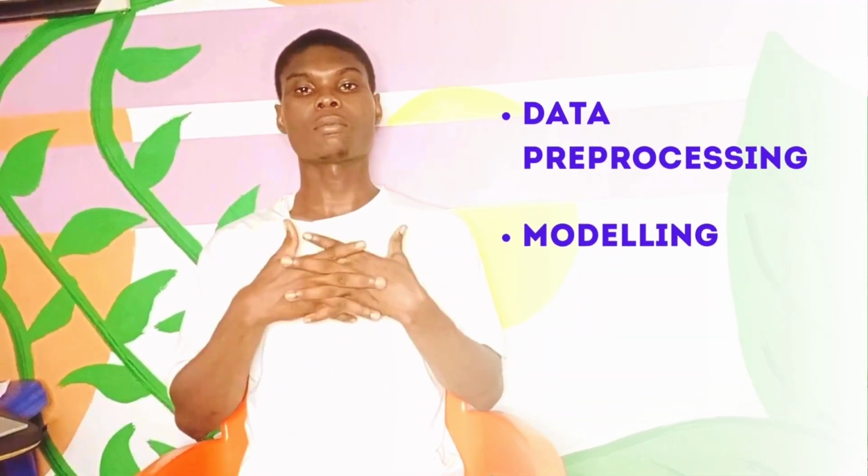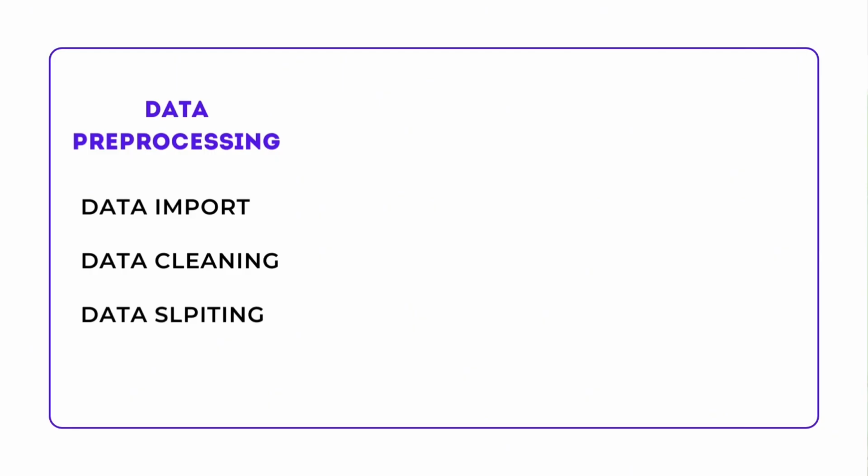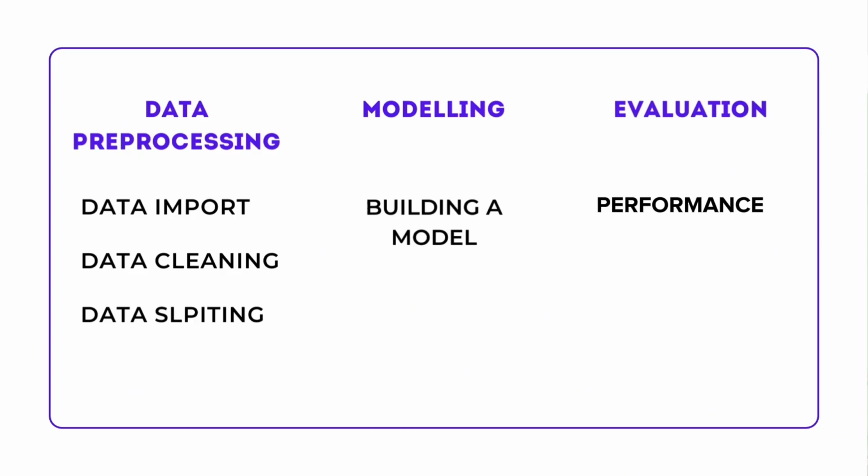In this course, we are going to look at the practical aspect of machine learning with Python programming, which consists of data preprocessing, modeling, and evaluation. Data preprocessing consists of importing your data, cleaning your data, and splitting your data into training sets and test sets. Then the modeling, which is the fun part, is building a model, basically like training your algorithm. Then evaluation, where we make verdicts and evaluate performance.